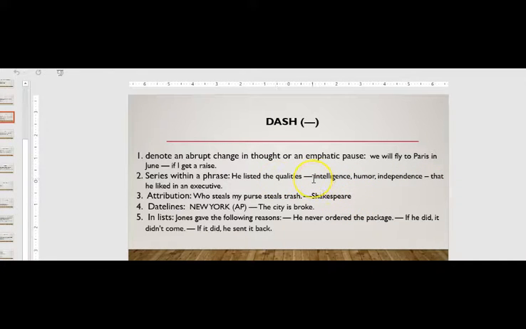So instead of parentheses, in other words. Actually, AP prefers paired dashes, is what I meant, over parentheses. In this example, he listed the qualities, intelligence, humor, independence, that he liked in an executive. That's what they prefer over parentheses by AP style. You have the case here where it's used for emphasis: We will fly to Paris in June, dash, if I get a raise. That's for emphasis.